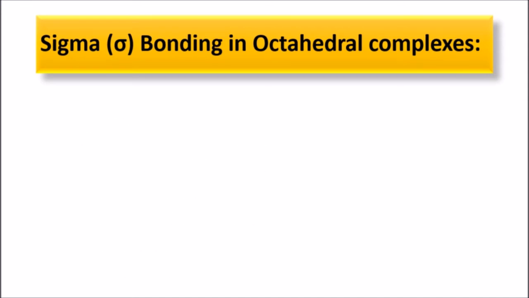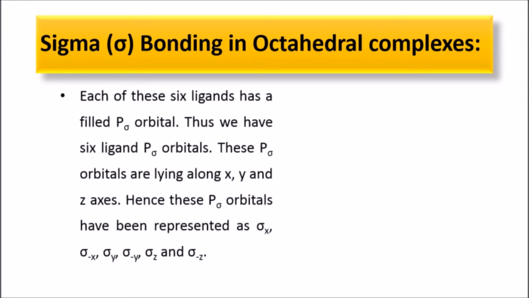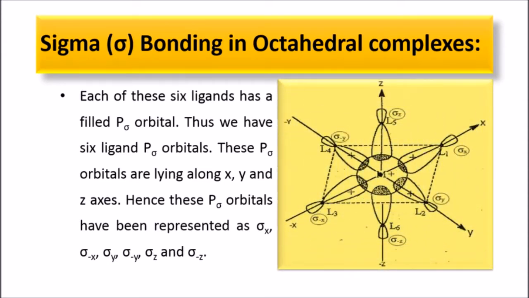Sigma bonding in octahedral complex. Each of the 6 ligands has a filled p sigma orbital. Thus we have 6 ligand p orbitals. These p sigma orbitals are lying on the x, y and z axes. Hence these p sigma orbitals are represented as sigma x, and opposite to sigma x, sigma minus x, sigma y opposite to sigma y, sigma minus y, and sigma z opposite to sigma z, sigma minus z. This is the pictorial presentation of the same.